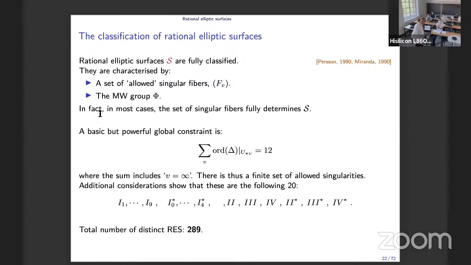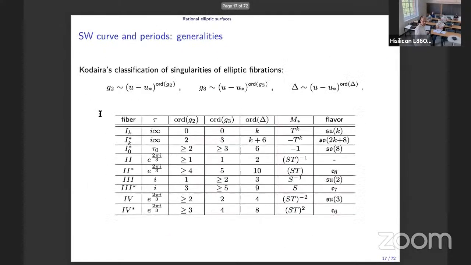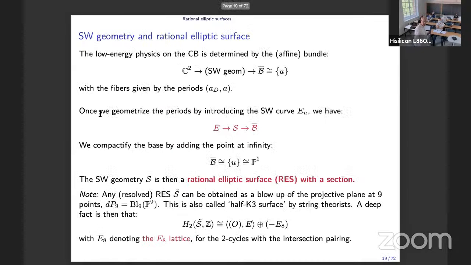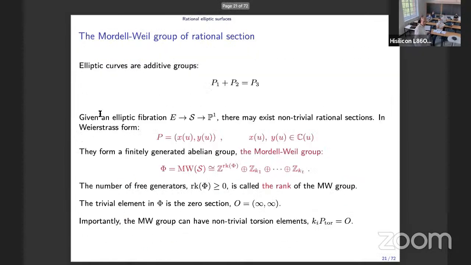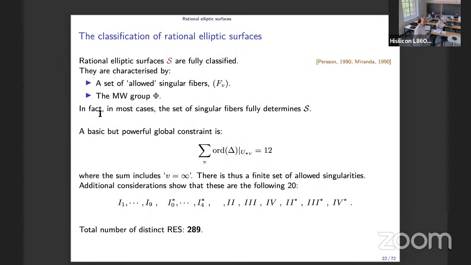So a basic and powerful constraint to start classifying those rational surfaces is that the sum of the orders of the singularities, of the zeros of the discriminant, right? I gave you the list somewhere there. It's a bunch of numbers, and their sum must be 12. So that restricts what you can combine, right? As a first pass, you just want to combine singularities in a way that sums to 12.